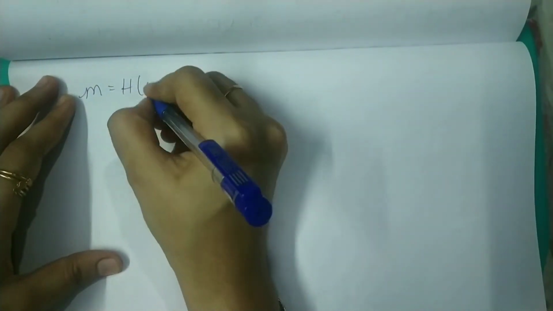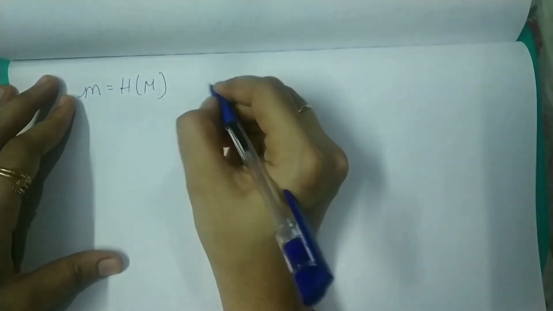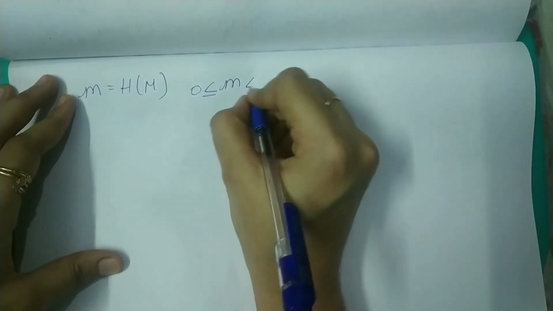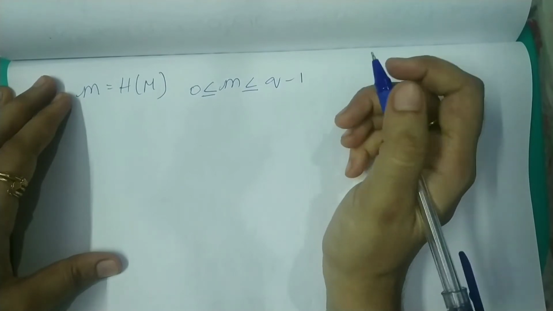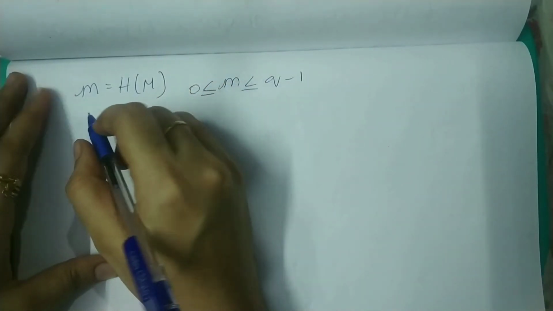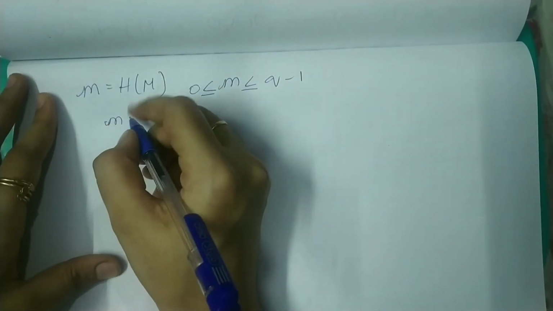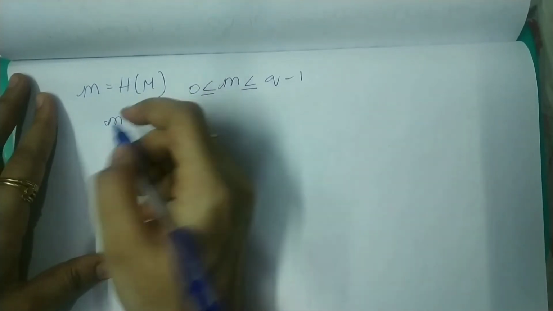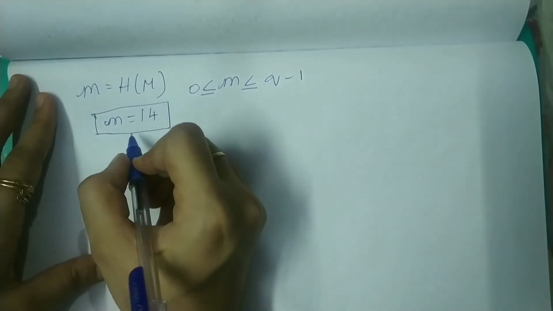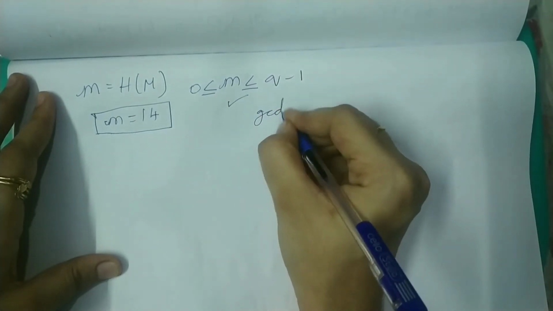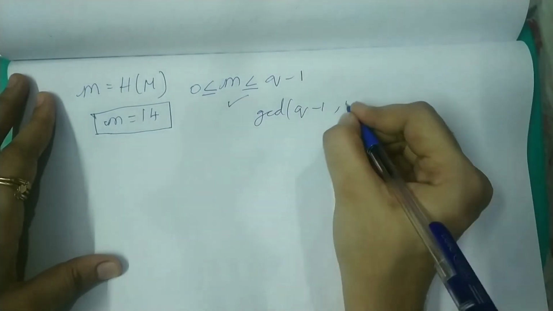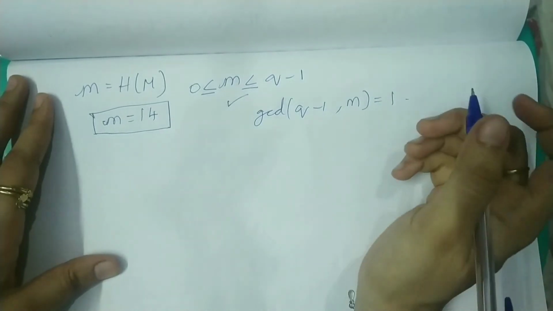The next step is M is equal to H of M, under the condition M should be greater than or equal to 0 and lesser than Q minus 1. So it is satisfying this condition because we have chosen the value of M as 14 only after checking the conditions. This is the first condition and the second condition is GCD of M and Q minus 1 should be equal to 1.